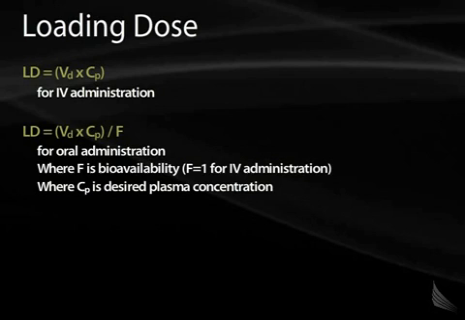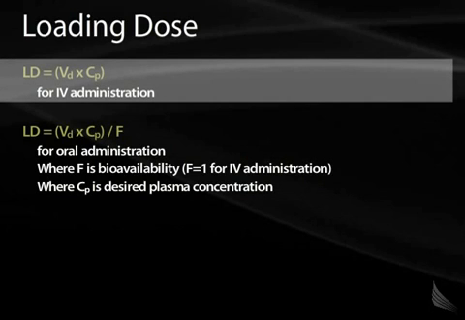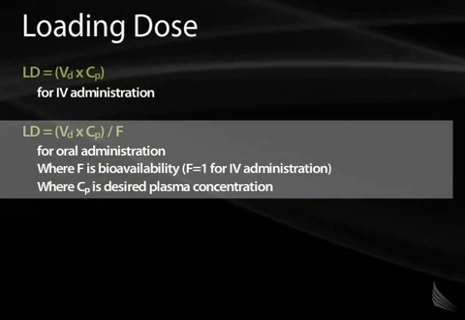In order to calculate for intravenous administration how much loading dose you should give a patient, you need the volume of distribution and the desired plasma concentration of that medication. That will allow you to calculate exactly how many milligrams of the drug to give. For oral administration, you also have to take into account bioavailability, which is referred to here as F. For intravenous administration, bioavailability equals 1 always. But for oral administration, remember that bioavailability is usually less than 1.